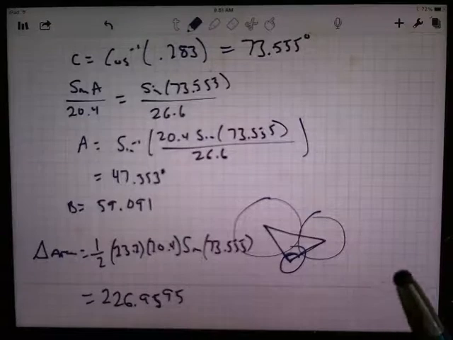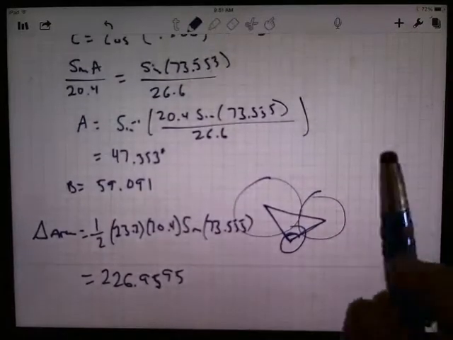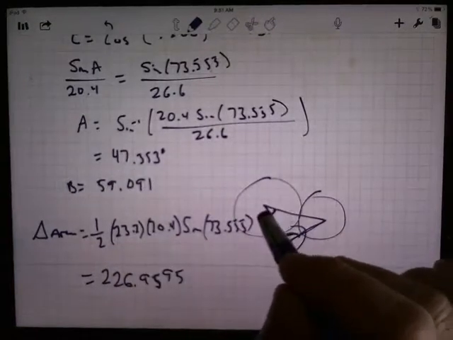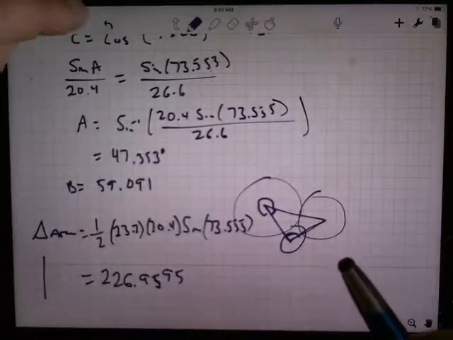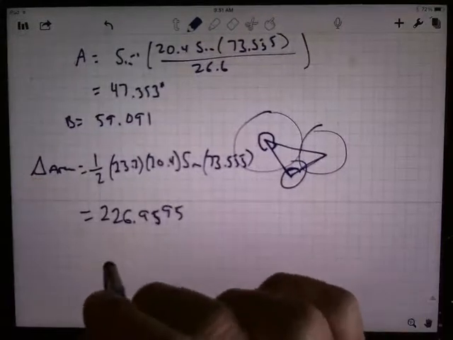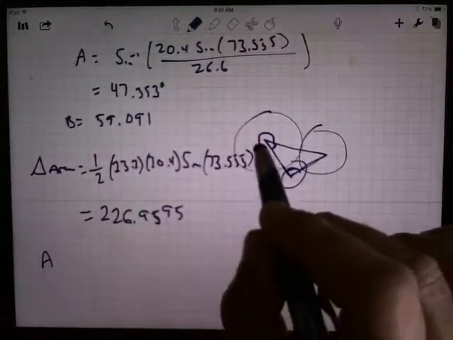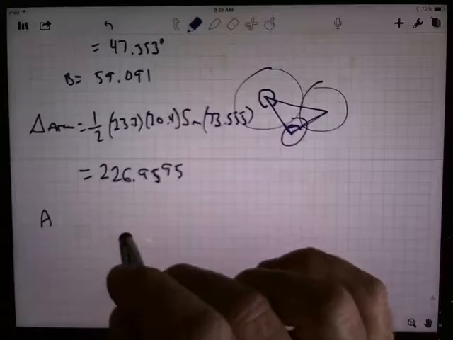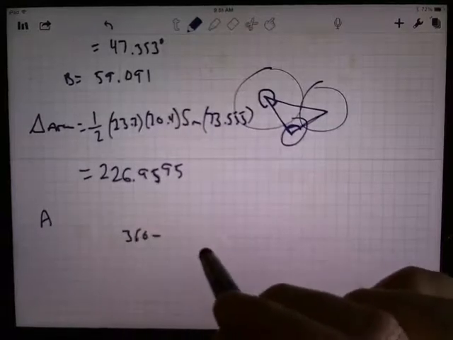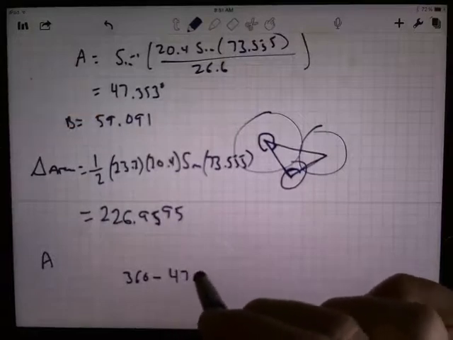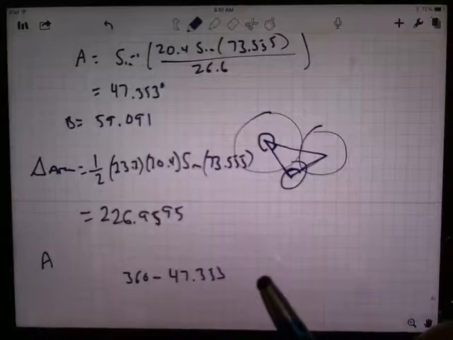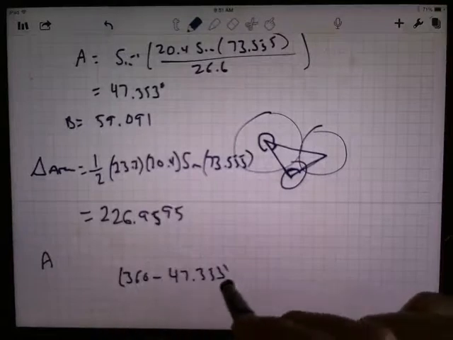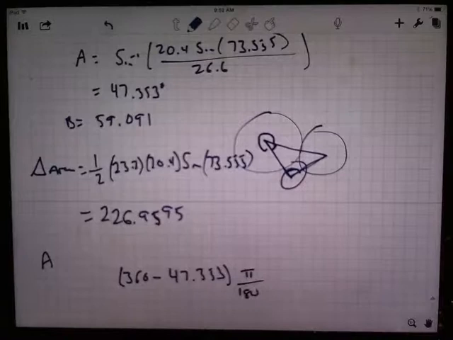Now I've got to look at those sectors. All right, so let's start off with what I have for angles here. This is 47.353, that's this angle right here. So the rest of that angle is 360 minus that. I'm looking at angle A here, so on that circle I've got an angle of 360 minus 47.353. Now, in order to do the area of a sector, I'm going to use 1/2 r squared theta, but theta has to be in radians. So the first thing I'm going to do is convert this to radians: multiply by pi and divide by 180.